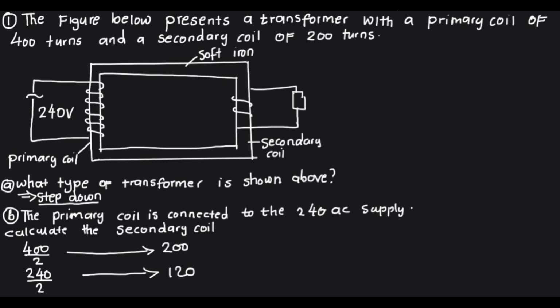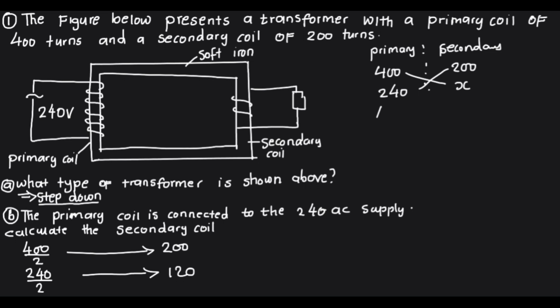Now, if we want to, we can also find the same answer by using the principle of cross multiplying, where we have the primary and the secondary coil. So let's look at what we have. We'll begin with the number of turns. The number of turns on the primary coil is 400. The number of turns on the secondary coil is 200. Voltage on the primary is 240. Voltage on the secondary we don't have, so we put X. So cross multiply.